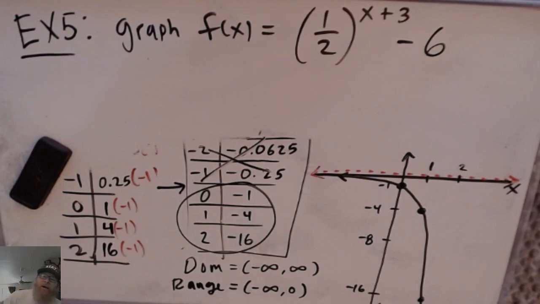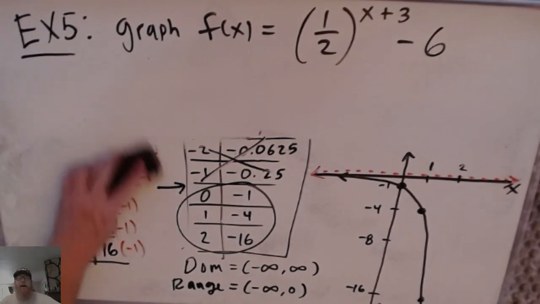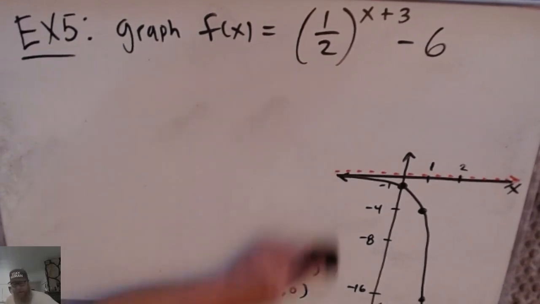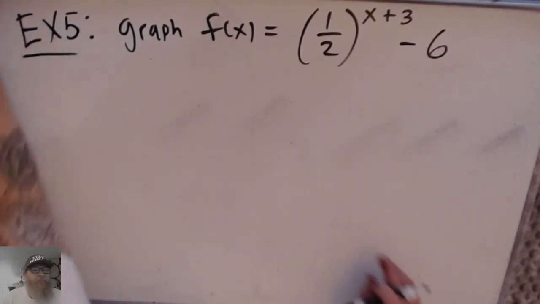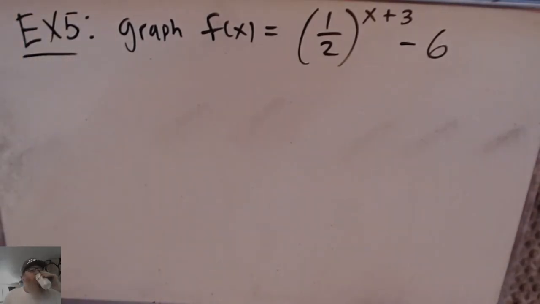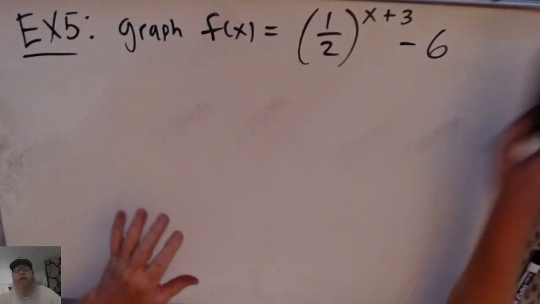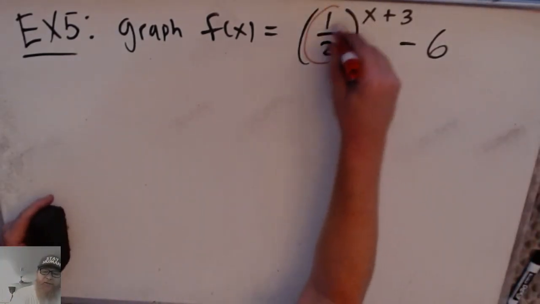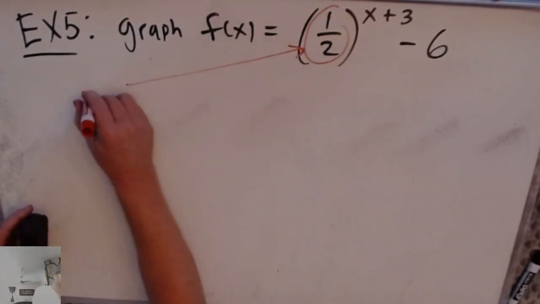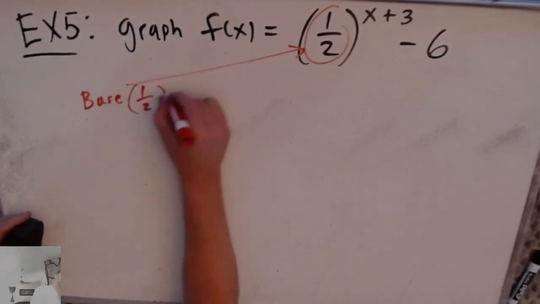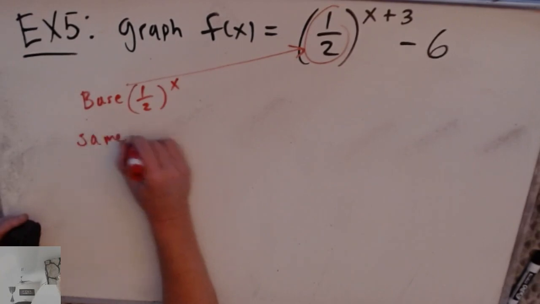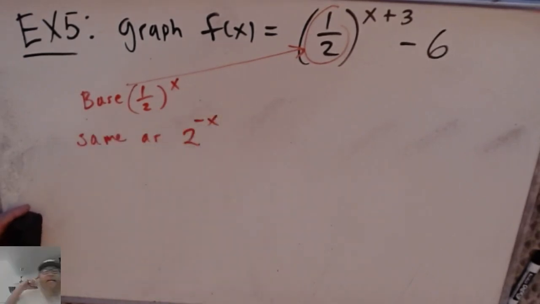F of x is 1/2, all raised to the x plus 3 power, minus 6. We got a lot going on here. The first thing I want to mention is that it's a fractional base. So you have 1/2 to the x power. That is the same as 2 to the negative x power.